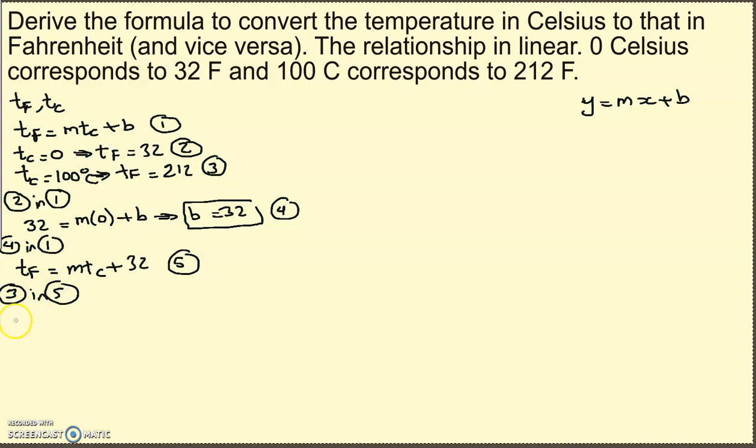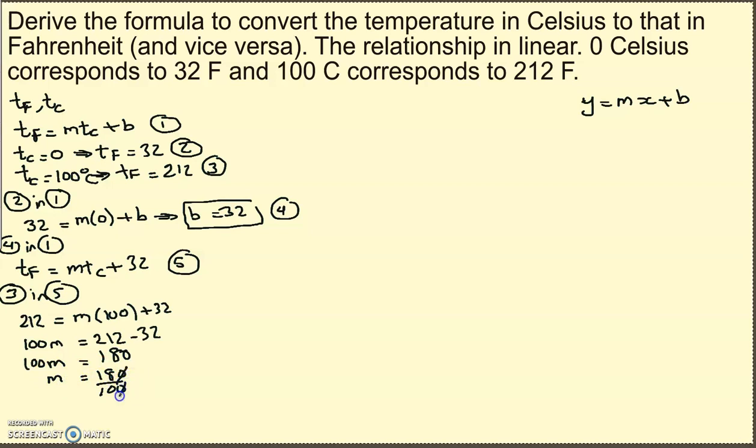So we know that when the temperature was 100 degrees Celsius, the corresponding temperature in Fahrenheit is 212. So 212, that's the left-hand side, equals m times 100 plus 32. So let's move 32 to the other side. So 100 times m equals 212 minus 32. So 100 times m equals 180. So m equals 180 divided by 100.